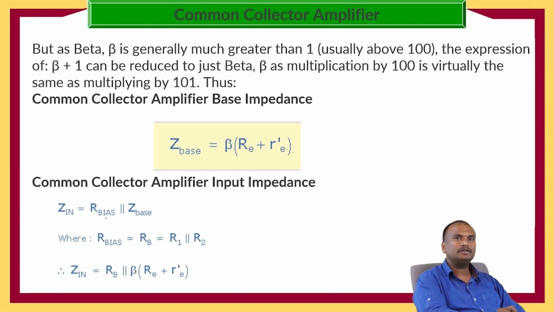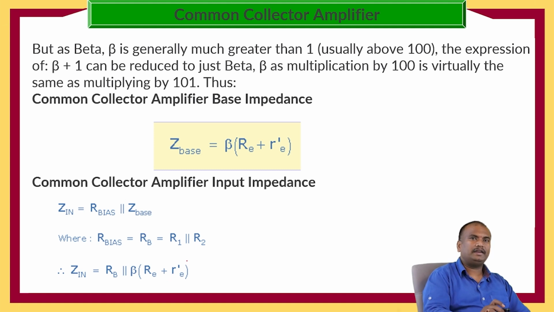The common collector amplifier input impedance Z input is equal to R bias in parallel with Z base, where R bias is equal to R1 in parallel with R2, where Z input is equal to RB in parallel with beta into RE plus re dash.